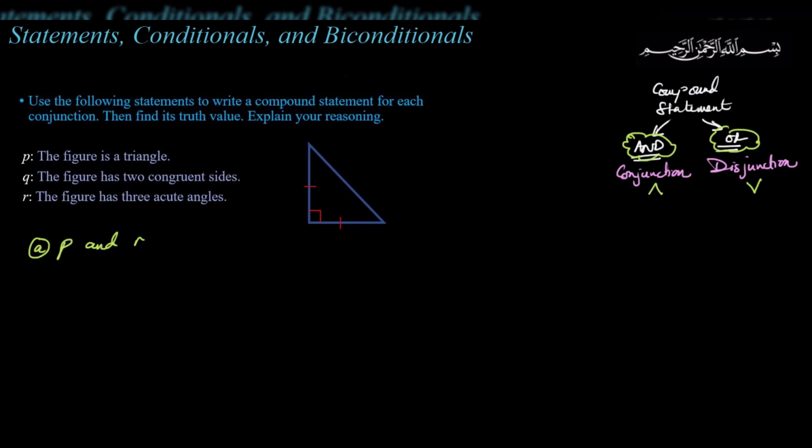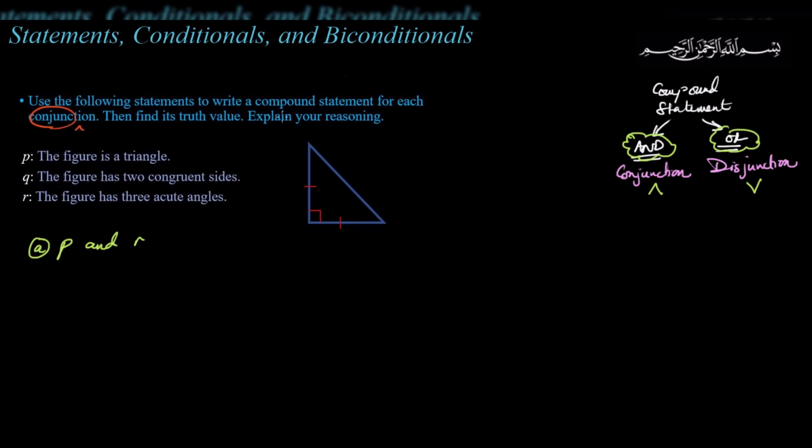All right. So let's take a look at some more realistic examples here. Here's an example from the textbook. It says, use the following statements to write a compound statement for each conjunction. Then find its truth value and explain your reasoning. So here we're only doing conjunctions, which is and statements, correct?